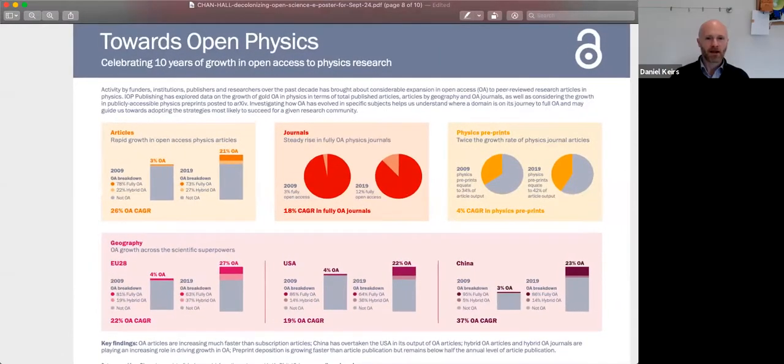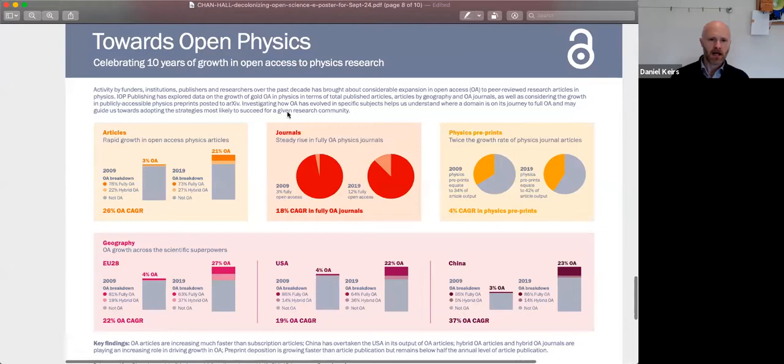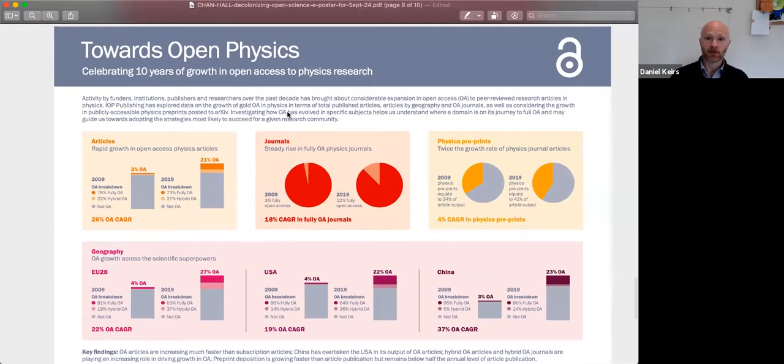Hi everyone, my name's Daniel Keirs. I work at IOP Publishing, which is a society publisher focused on the physical sciences. Our poster summarises some of the findings from some analysis we did into the evolution of open access in physics over the past decade. Now, our focus was primarily on gold OA, and that is immediately accessible and supported by some form of business model. And we wanted to understand where physics is on the journey to open access and hopefully inform some of our future focus.